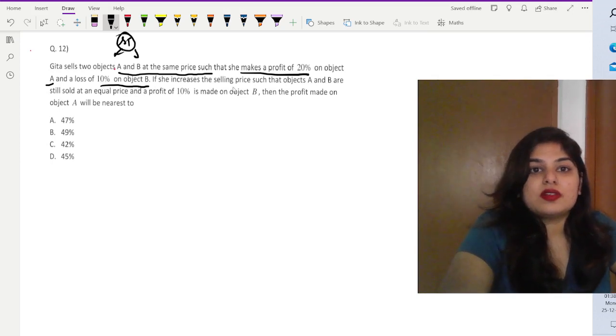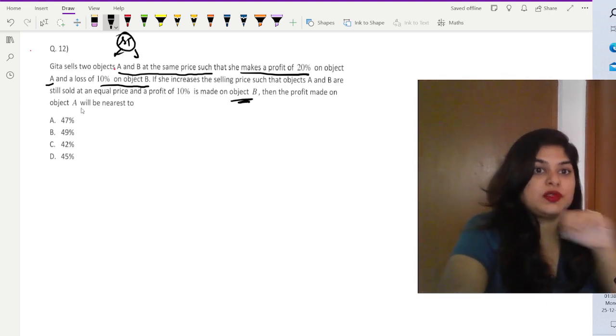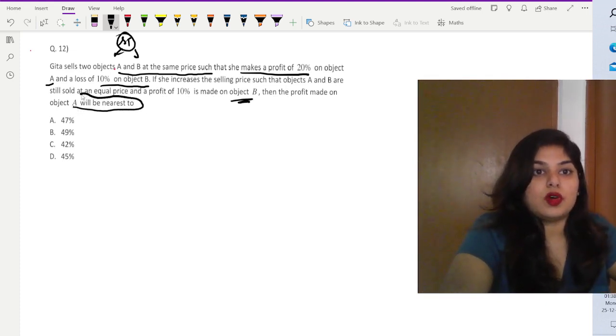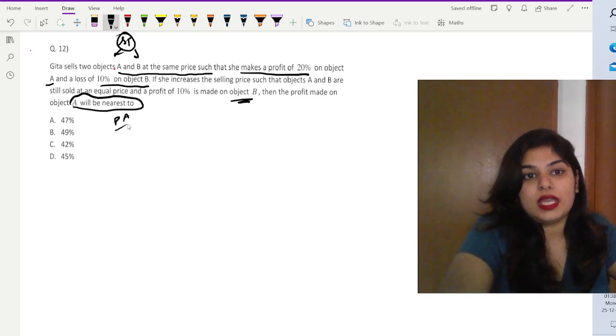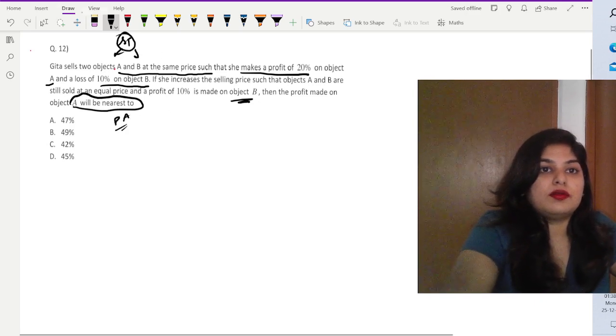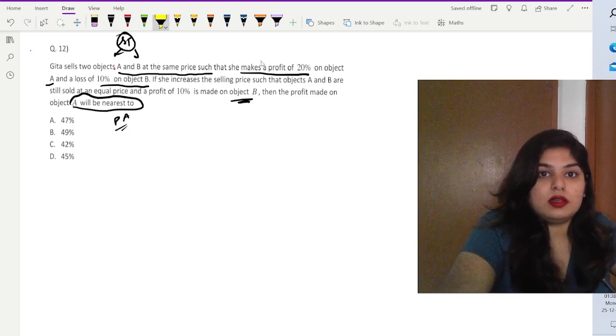Now, if she increases the selling price such that objects A and B are still sold at an equal price, and a profit of 10% is made on object B, then the profit made on object A will be nearest to what? So basically we have to find out the profit of A. But let us start with one thing at a time.